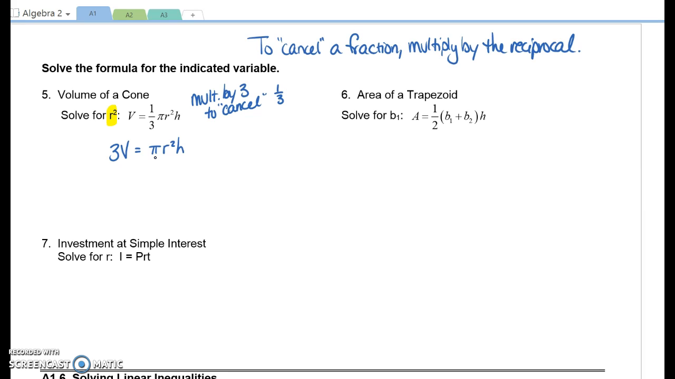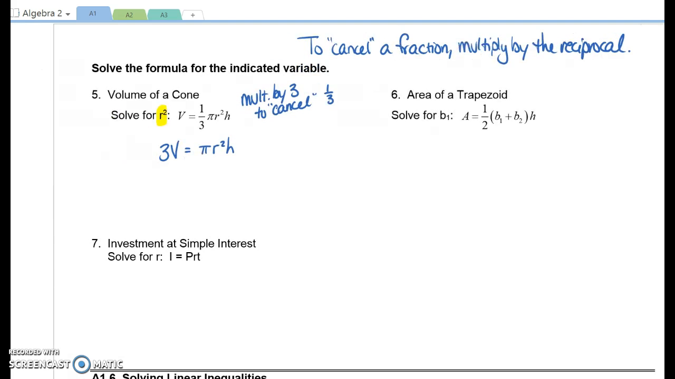Okay, this might sound like a trick question. I promise it's not. What's happening between the pi, the r squared, and the h? What operation exists there? Multiplication. And to undo multiplication, we use division. So we are going to divide by all of the stuff that we don't want. We don't want pi over there anymore. We don't want h over there anymore. So our r squared is going to equal 3v over pi h.